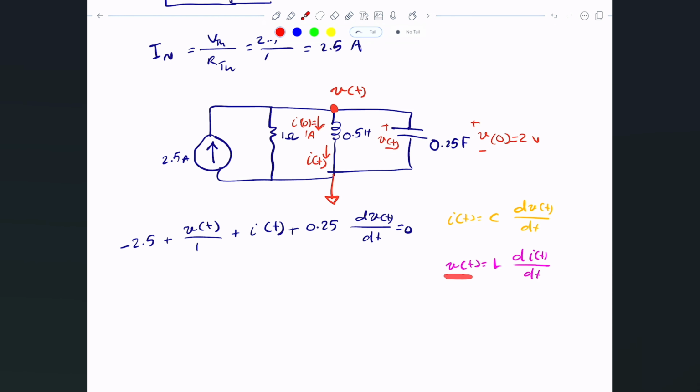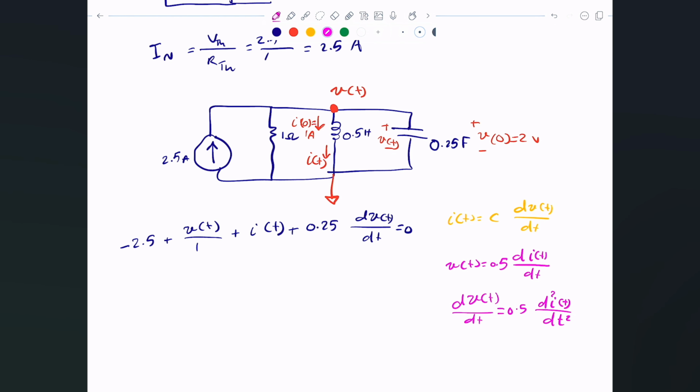What we have is a V across the inductor, and it's simply L, which is, in our case, 0.5 henries, times the current flowing through the inductor, and we're assuming I is the current flowing through the inductor, so this is correct. So now we can replace this with that, but also what we have is dV of t, so we need dV of t divided by dt, which is simply 0.5 times the second derivative of I divided by dt squared.